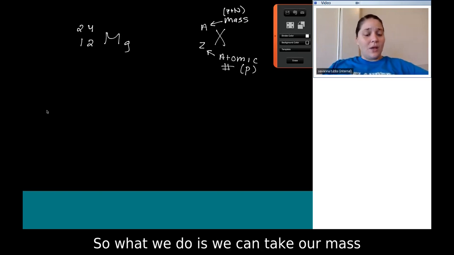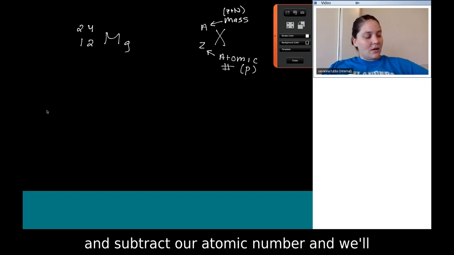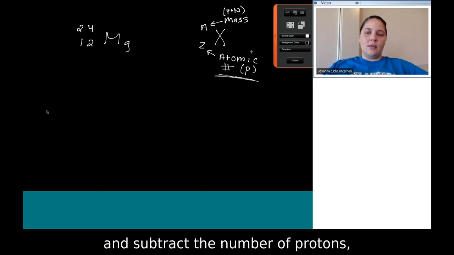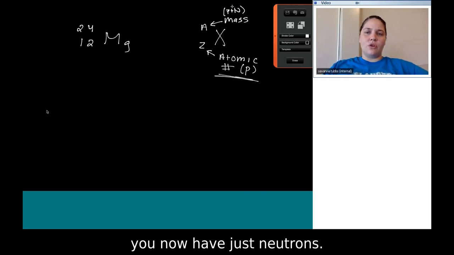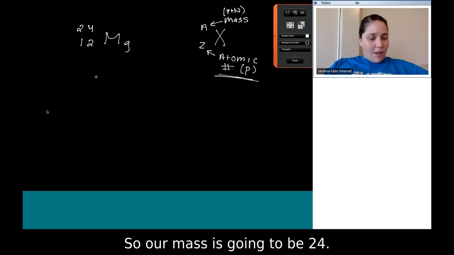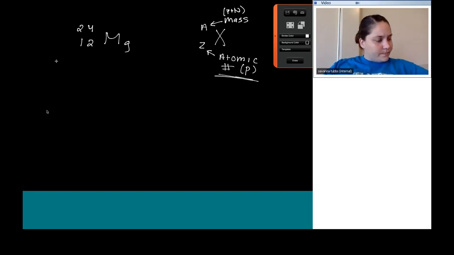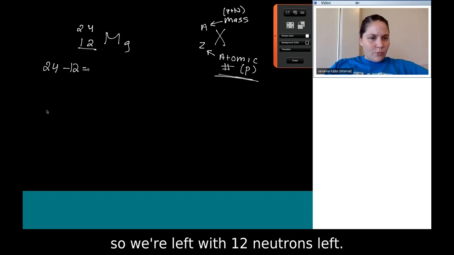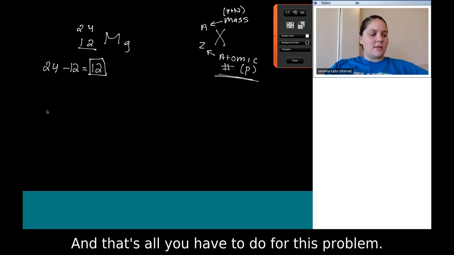What we can do is take our mass and subtract our atomic number. Because if you take the mass, which is protons and neutrons, and subtract the number of protons, you now have just neutrons. So our mass is going to be 24. We're subtracting our protons, which is 12. So we'll be left with 12 neutrons. And that's all you have to do for this problem.